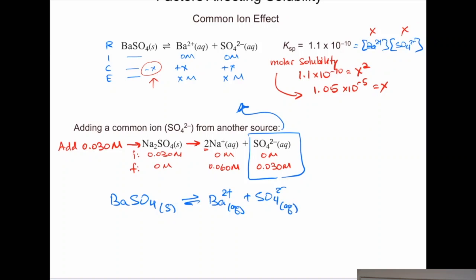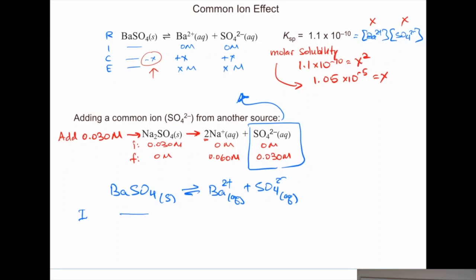Okay, and once again, initial now. We don't have any barium here initially, so in either condition there's 0 molar barium ions. What's the concentration of sulfate ions at the initial step, before the barium sulfate dissociates? It's 0.03 now, because we've added the sodium sulfate. So that's the difference here.